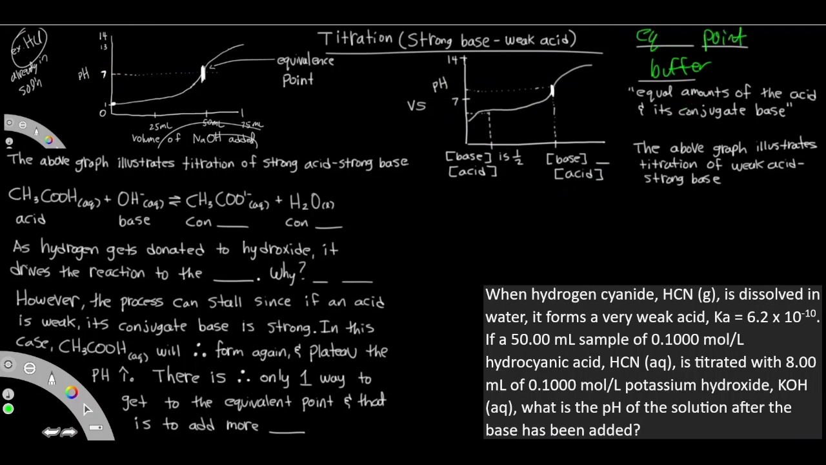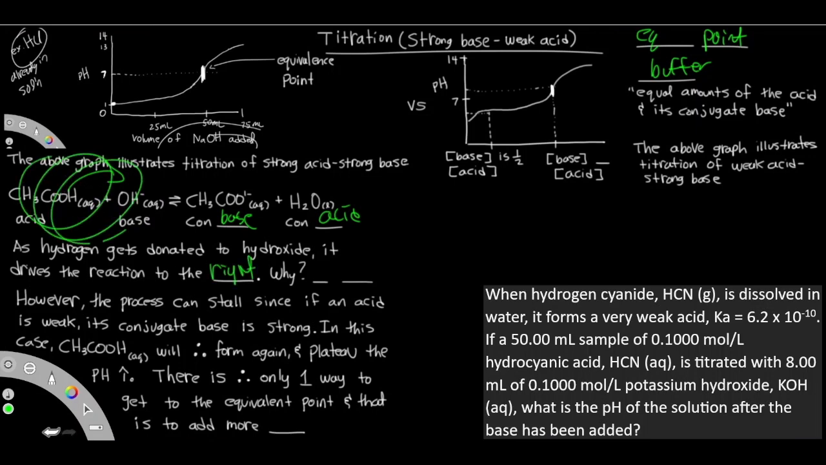Okay, so what is this buffer region? Okay, so there's equal amounts of the acid and its conjugate base. Let's illustrate that in this example over here. This is an acid. Of course, this one then becomes its conjugate base. This is a base, so this becomes its conjugate acid. Of course, this H plus wants to go towards the hydroxide, okay, because it wants to be donated. It's an acid, okay? It drives the reaction towards the right.